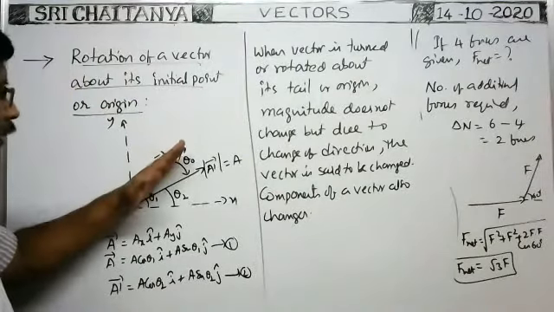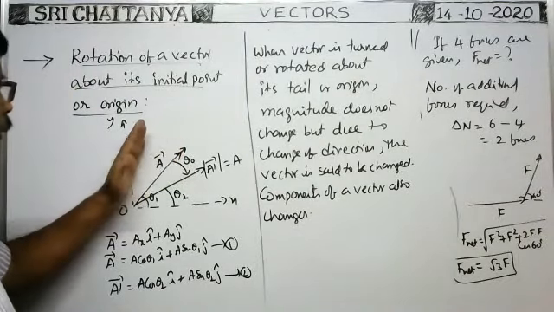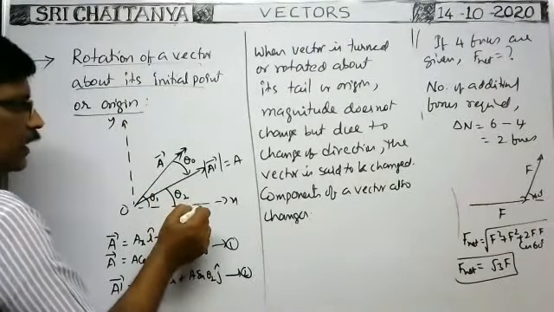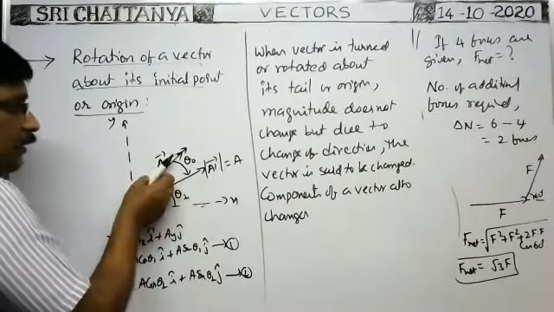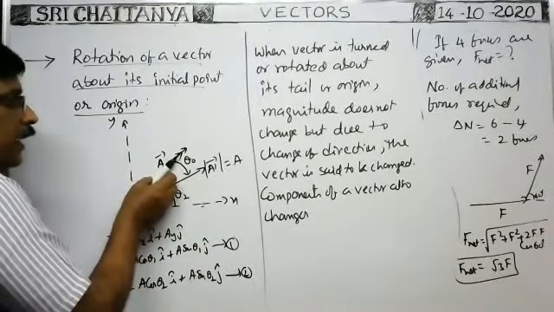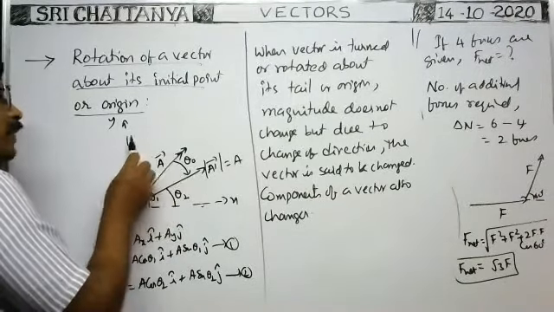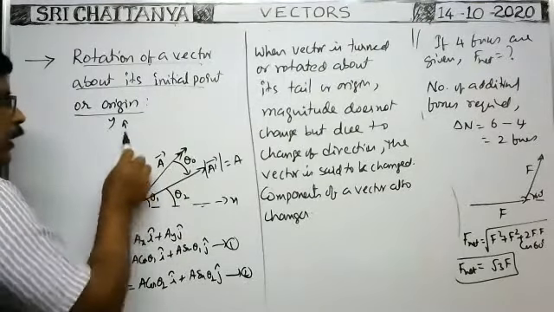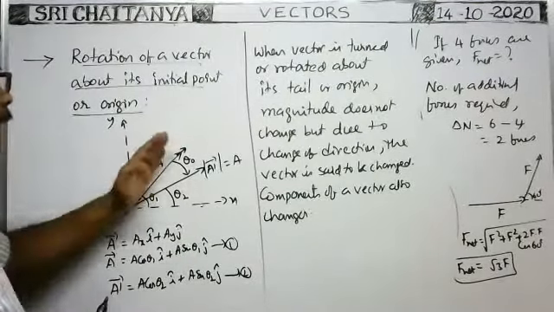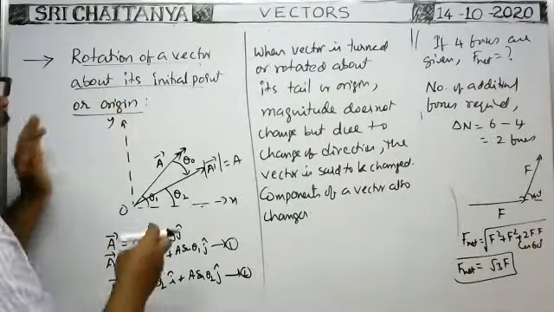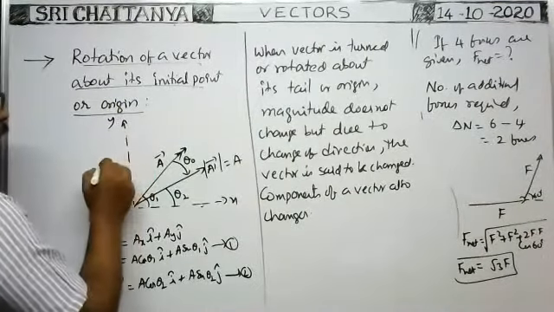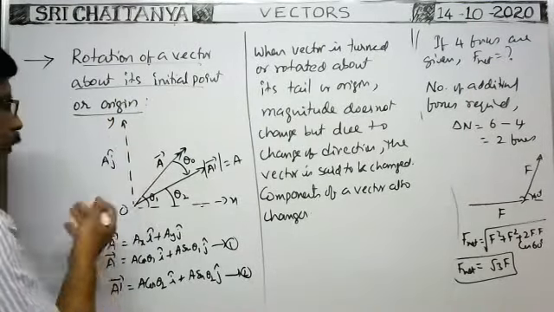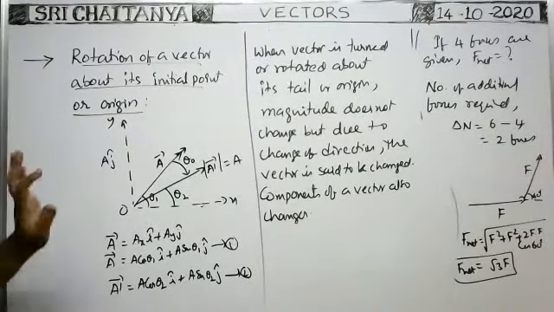Suppose initially this vector is at an angle of 60 degrees with the horizontal. When this vector is turned by 30 degrees in the anti-clockwise direction, it comes to the vertical. The magnitude does not change, but it lies along the vertical direction. So in this position the magnitude is a only, but it lies along the vertical direction. That's why it can be represented directly as a j cap.